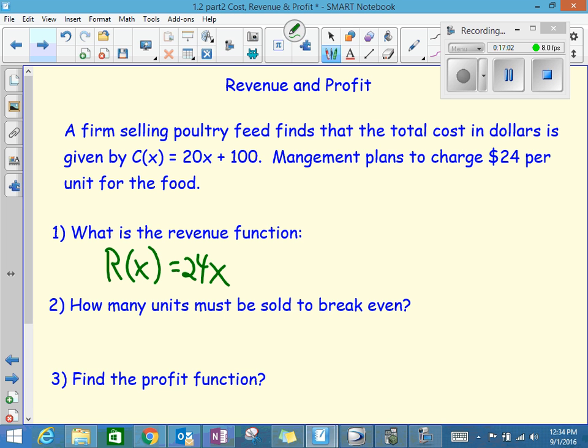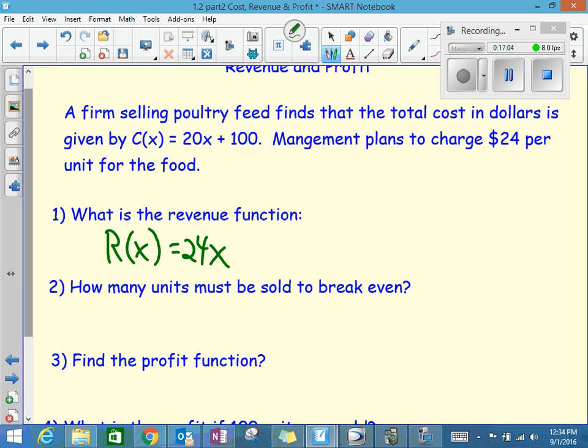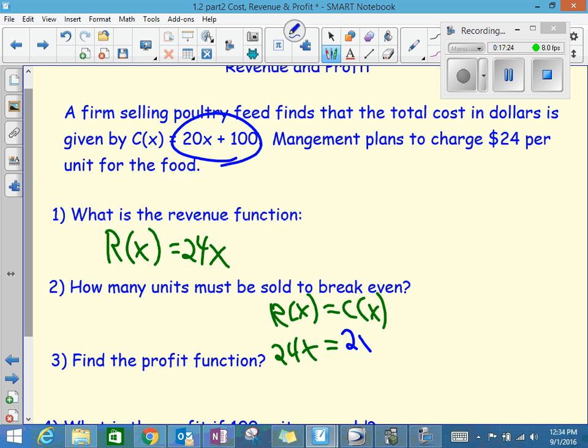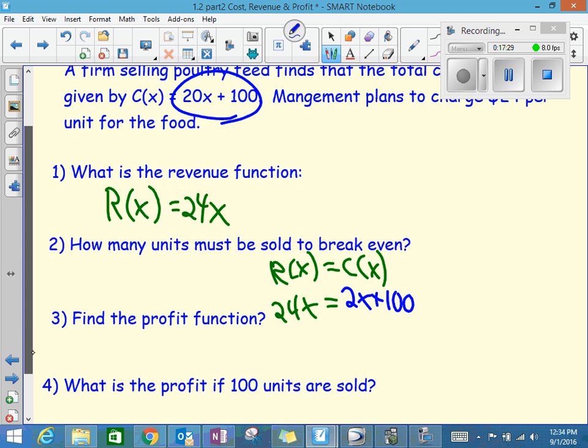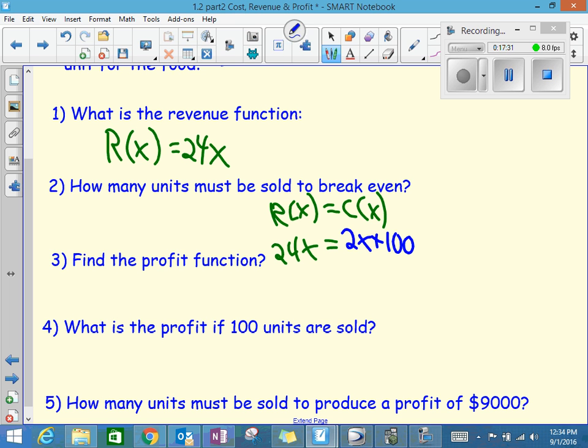Okay? How many units must be sold to break even? So break even happens when your revenue equals your cost, right? So we set those equal to each other. So we're looking at revenue equals cost. So we're going to take our revenue function and set it equal to our cost function. Okay, and solve.